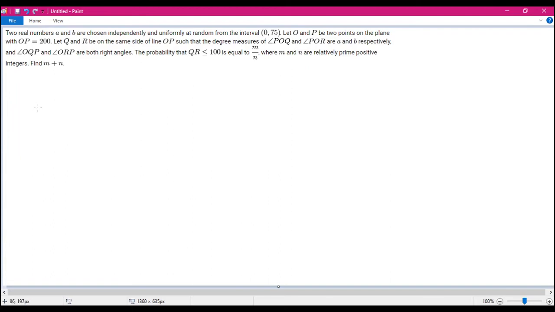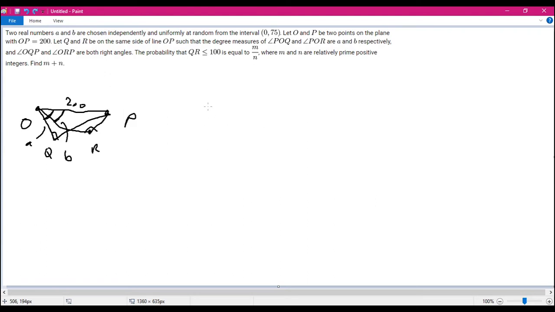We have O and P. So this is O. We have a line here to P, and this is length 200. Q and R are on the same side of OP, so we can have Q there and R there. And we need OQP and ORP to be right angles. And these angles are A and B, which are randomly chosen from 0 to 75.